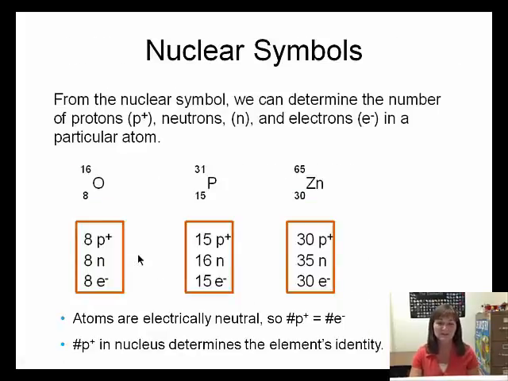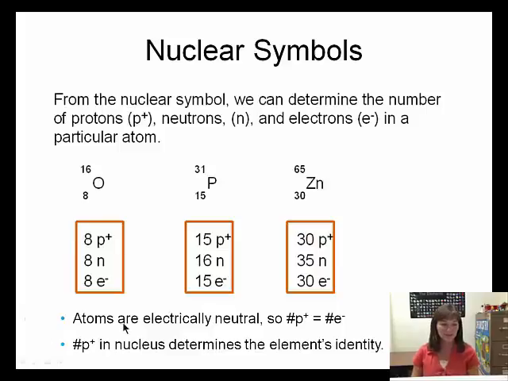So this is a refresher. I pulled this slide from a previous chapter just so we can remember how to do this. So from the nuclear symbol, and once again, when I'm asking you for a nuclear symbol, I want the mass number in the upper left-hand corner and the atomic number in the lower left-hand corner. So from the nuclear symbol, we can determine the number of protons, neutrons, and electrons in a particular atom. And so here's our example. If we focus on the oxygen 16, the atomic number in the lower left-hand corner tells us the number of protons. And so we can say that just by looking at this 8, that there's 8 protons.